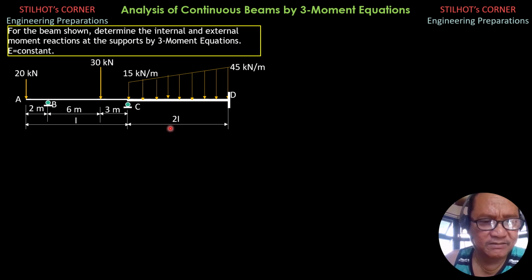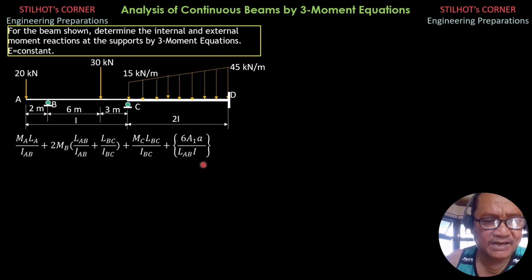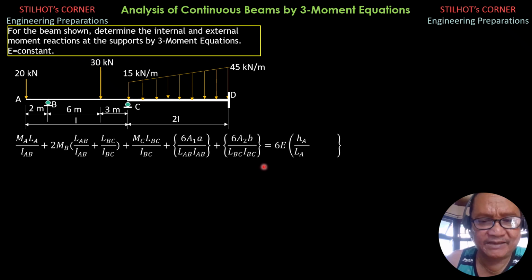So the general three-moment equation is, if the beam is ABC, then it is MA LAB over IAB plus 2 times MB quantity LAB over IAB plus LBC over IBC, plus MC times LBC over IBC, plus quantity 6 area 1A over LAB IAB plus quantity 6 area 2B over LBC IBC equals 6E quantity HA over LAB plus HC over LBC.